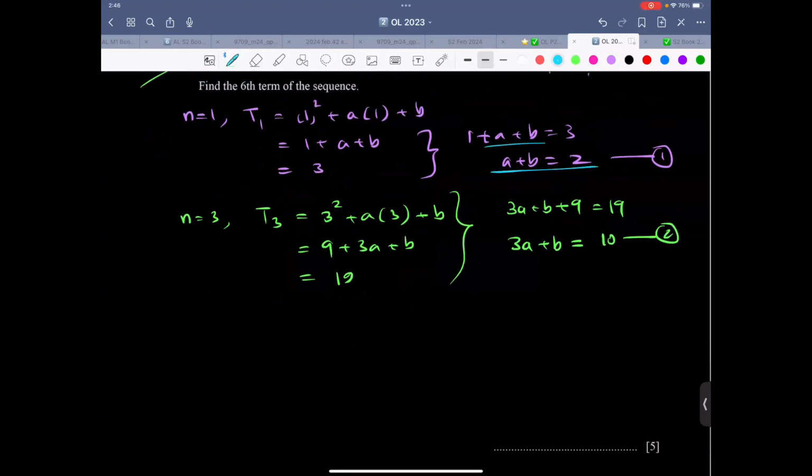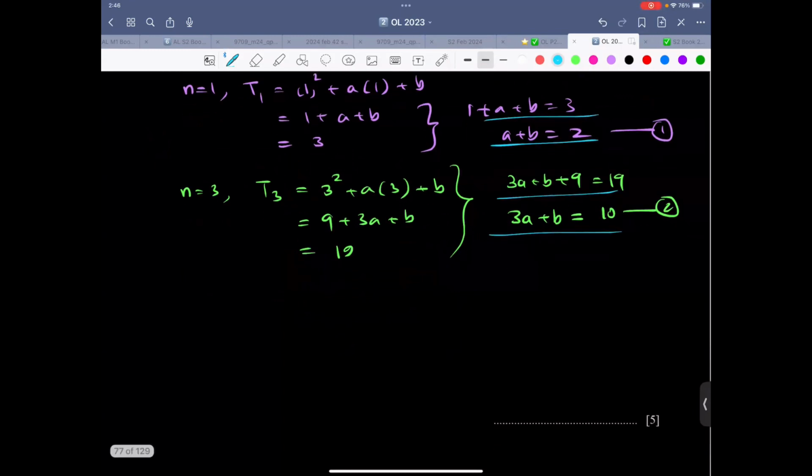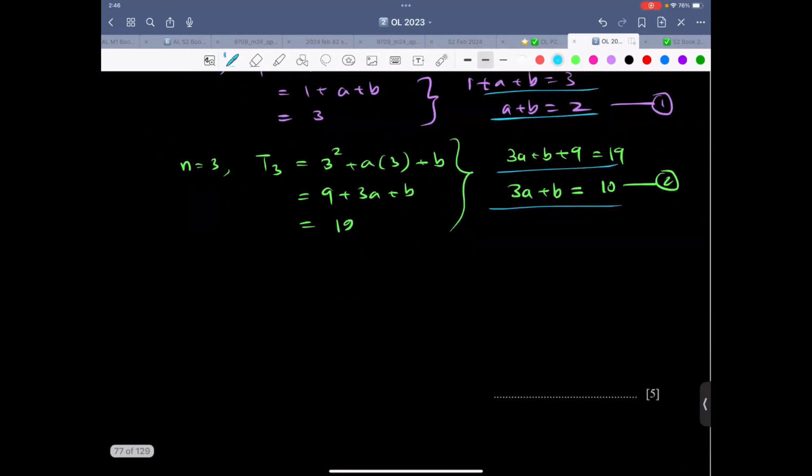So now the first equation is here. The second equation is over here. Subtract these two by multiplying by a negative sign. So 3a plus b is equal to 10. And negative a, negative b equals negative 2. When I add it up, what do I get? 2a is equal to 8. a comes out to be 4.